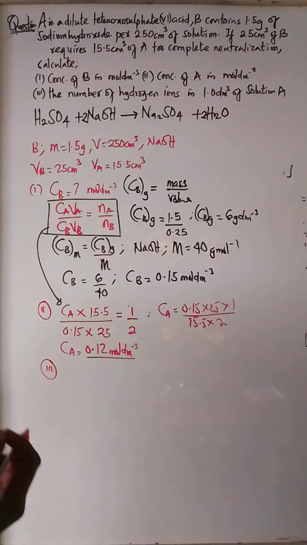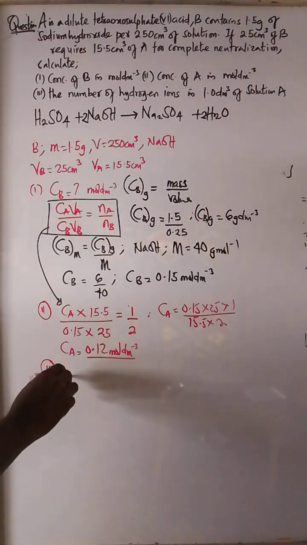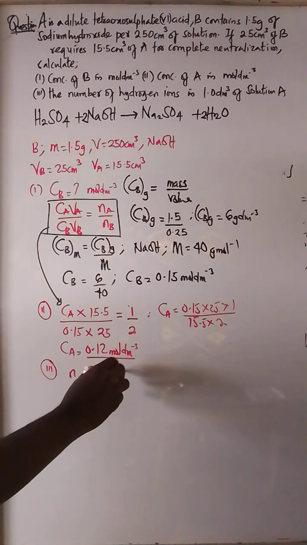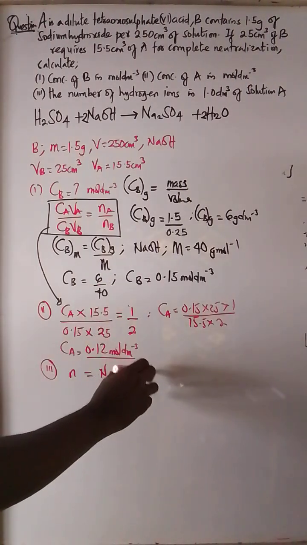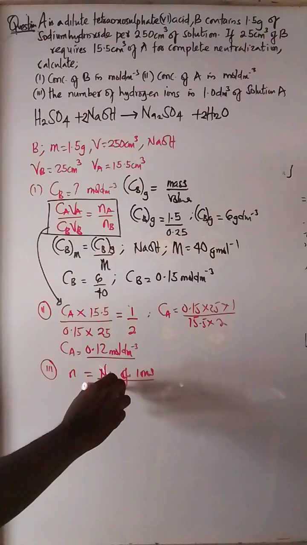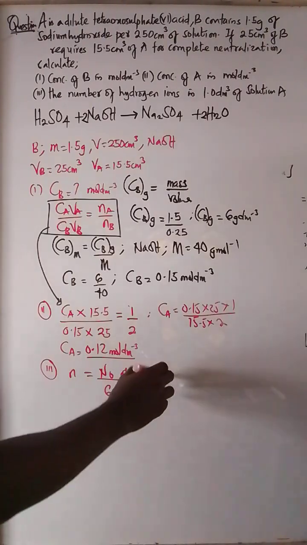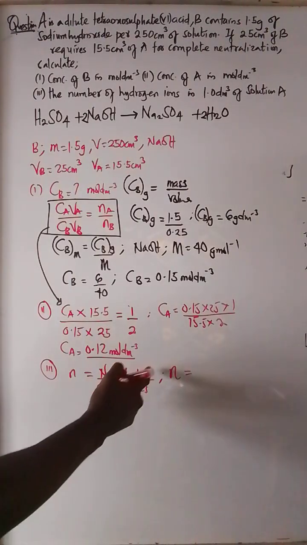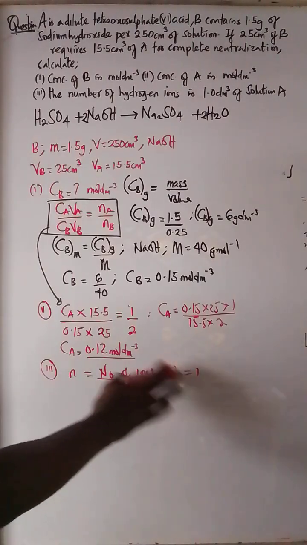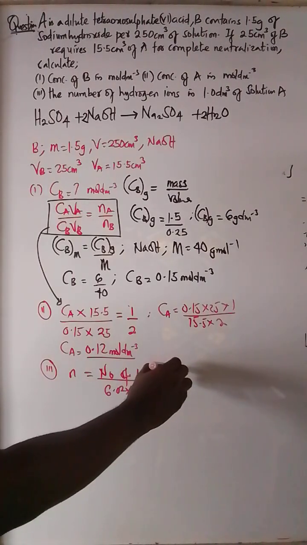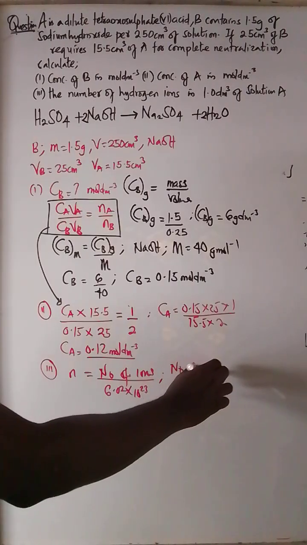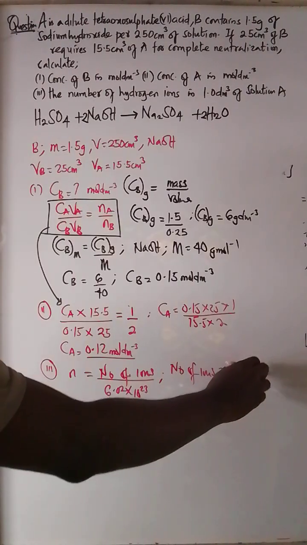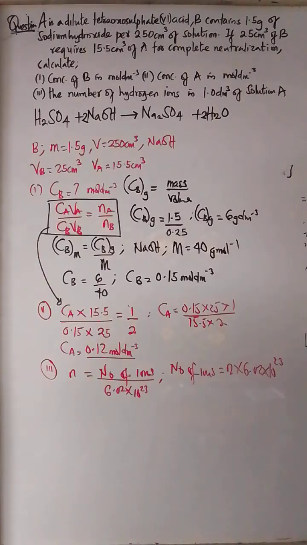Anytime we are trying to get the number of particles, number of ions, number of atoms, anything, we should recall that mole equals number of particles over Avogadro's number, 6.02 times 10^23. So the number of hydrogen ions equals the number of moles times 6.02 times 10^23. So we only need to know the number of moles of hydrogen ion for the question.